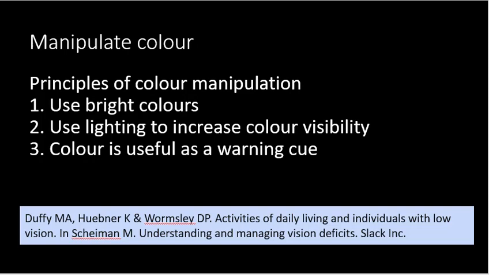People with vision impairment often have difficulty with identifying colours. So for example, they'll have issues with pink versus yellow, or blue, brown and black, because they're very similar in tone if you've got bad vision.